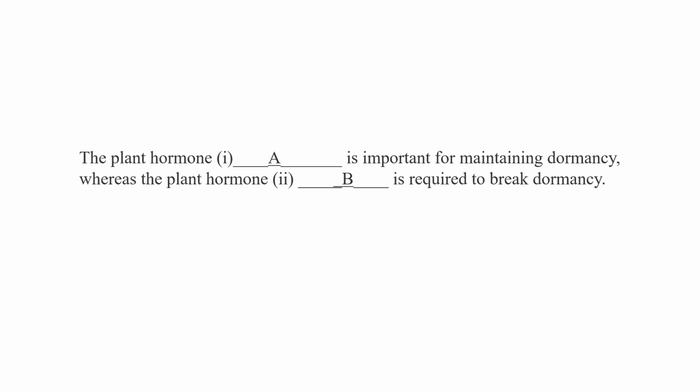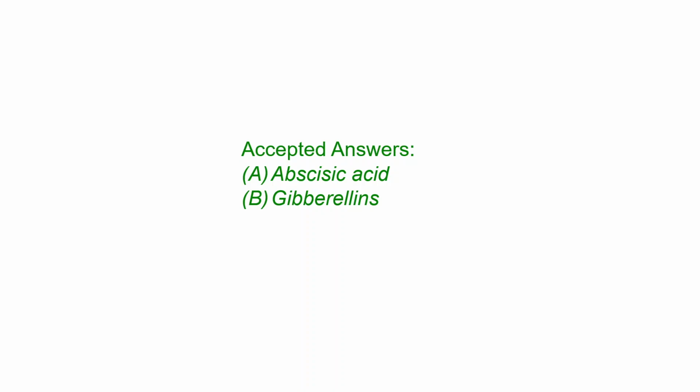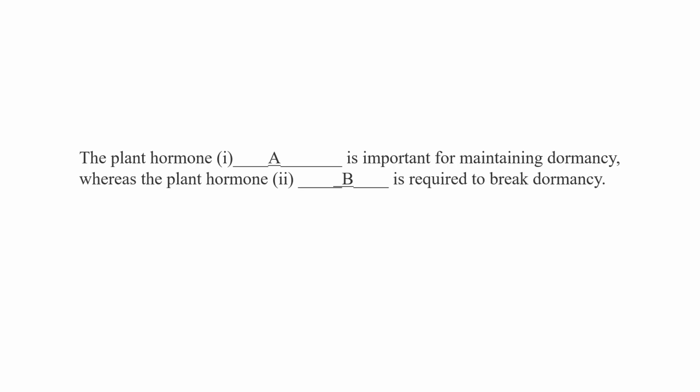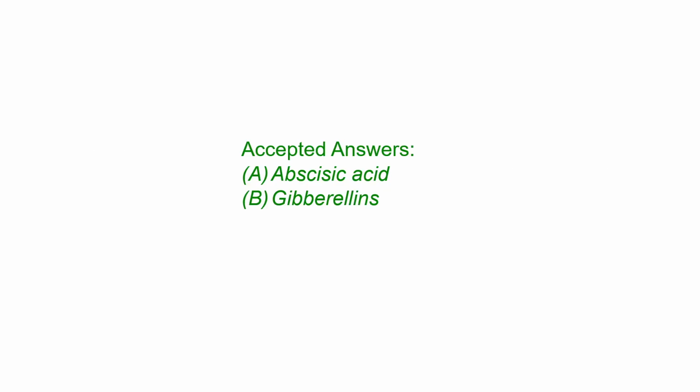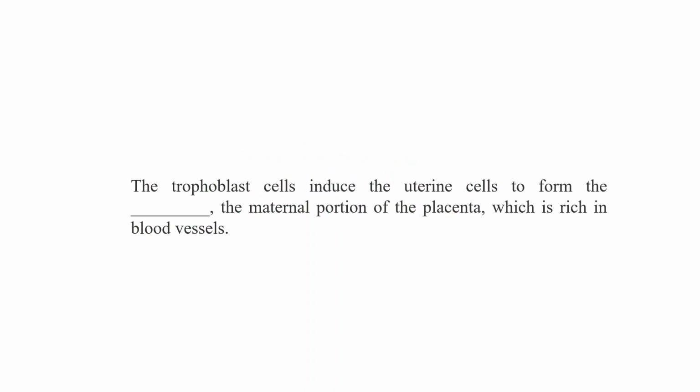Okay. So the plant hormone which is required for maintaining the dormancy is abscisic acid, whereas the plant hormone which is required for breaking the dormancy is gibberellins. We have already discussed this. Next question is: the trophoblast cells induce the uterine cells to form dash, the maternal portion of the placenta which is rich in blood vessels.